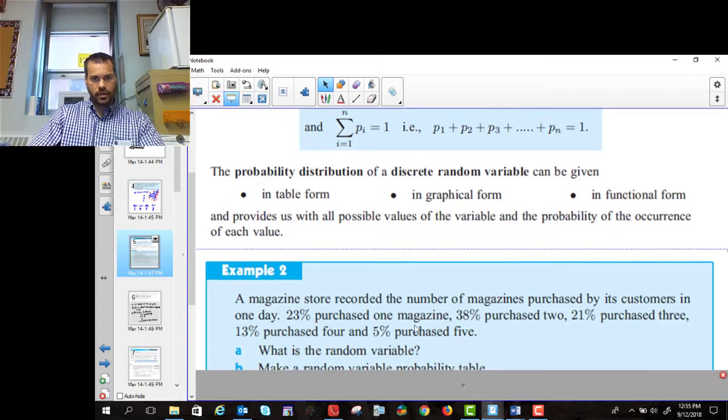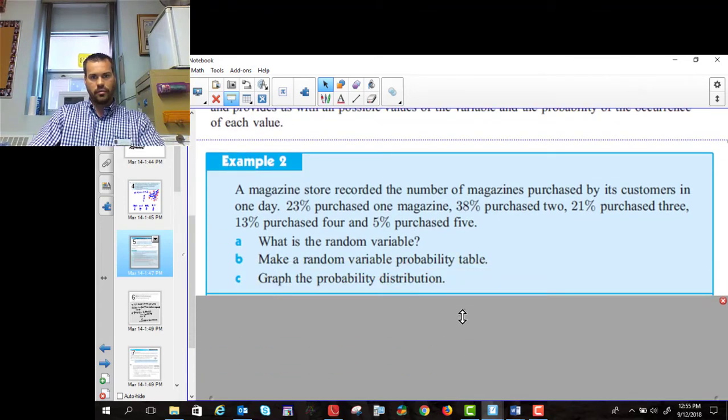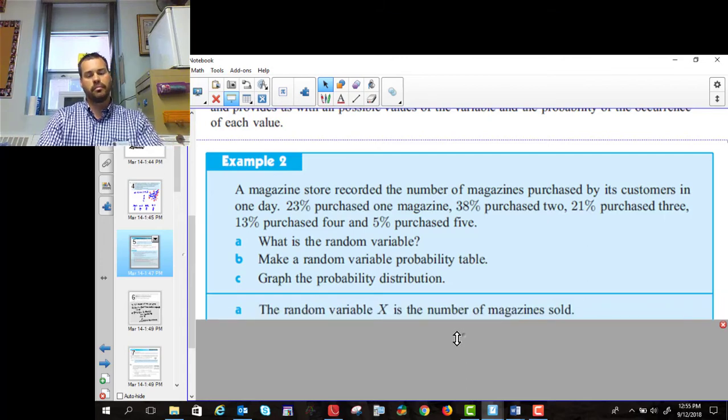But here's a question. A magazine store records the total number of magazines purchased by its customers in one day. So 23% bought 1, 38% bought 2, and so on. You can read it. But the first question says, what's the random variable? So the random variable is the number of magazines sold. That's what they're measuring. Then it says make a probability distribution table. So because we've got the 23, 38, 21, 13, and 5, we've got to make sure, first of all, they add up to 1.